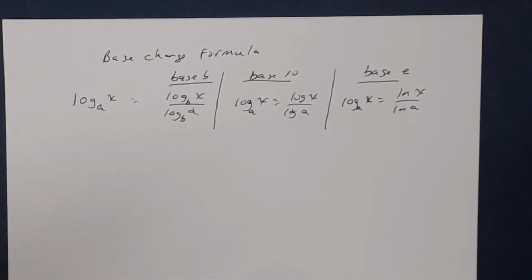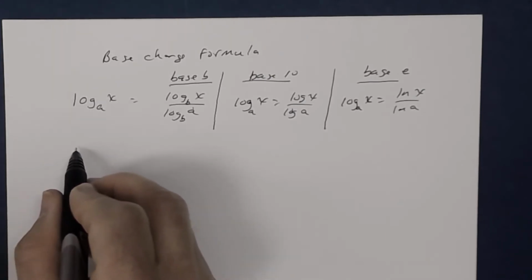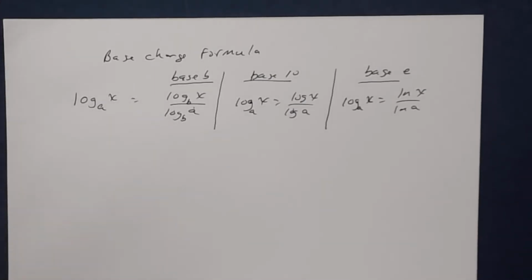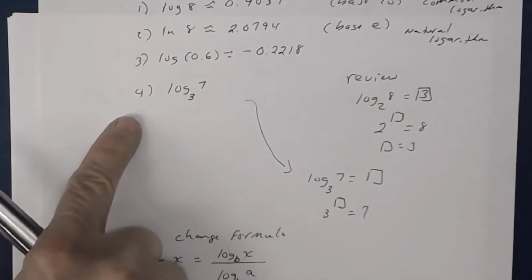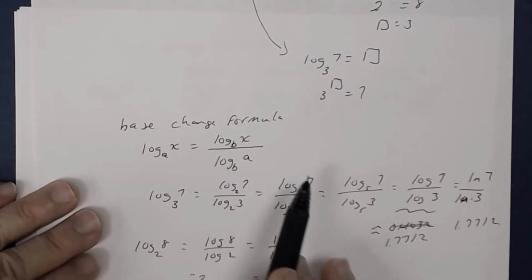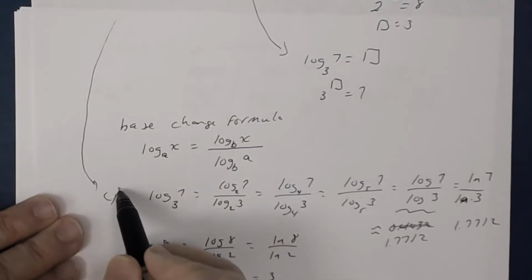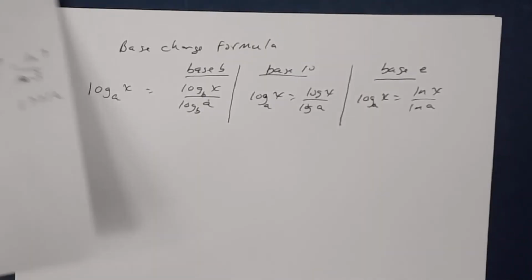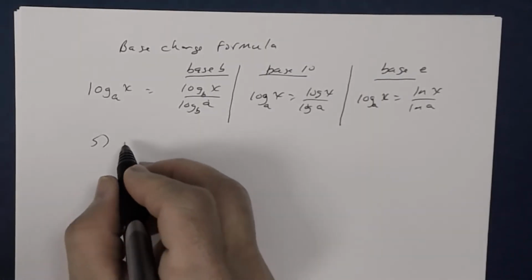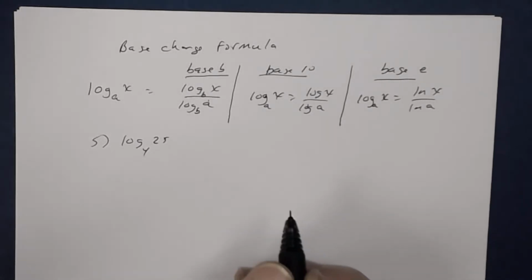So let's suppose I had this. Let's call this number 4, right? And we saw number 4, the answer was here. So this is number 4, right here. All right, number 5, let's suppose we had the log of 25 base 4. Log of 25 base 4.